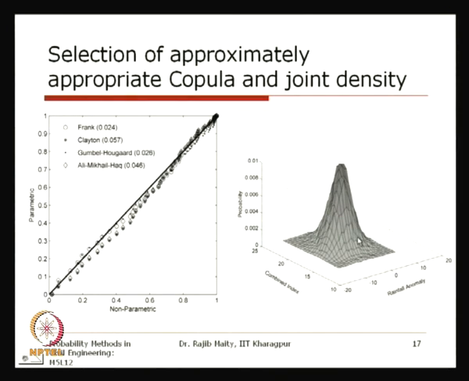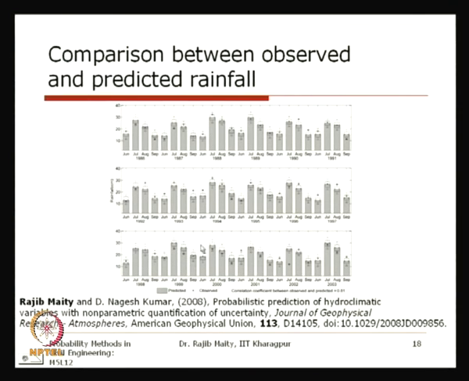And after this, what we have seen is the prediction, the last step that we are talking about, which may not be in the main focus of the theory of copula that we are discussing in this class. But for further reference on the problem we have discussed, you can refer to this publication, the probabilistic prediction of hydroclimatic variable with non-parametric quantification of uncertainty. It is in the Journal of Geophysical Research: Atmospheres by the American Geophysical Union. This reference you can refer to.